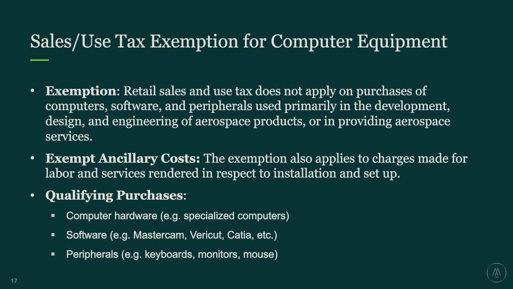This is a great credit because if you're in this business, you know that you spend a ton of money on computers, and especially software. Some of these more expensive software suites like Mastercam, Vericut, Katia, these are expensive programs, and so making sure that you're maximizing your sales and use tax exemptions on these items is a great way to save money and claim these incentives. That said, this incentive seems easy enough on its face.